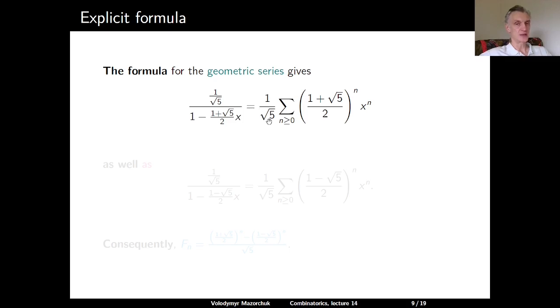So 1 divided by the square root of 5, that's just the scalar factor which comes from the numerator, times the sum over all n greater than or equal to 0, and then we should take this term to the power n. So 1 plus the square root of 5 divided by 2 to the power n times x to the power n. Similarly, we can rewrite the second summand.